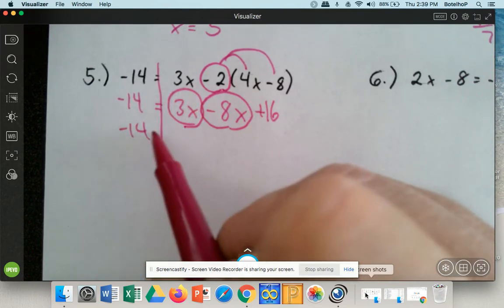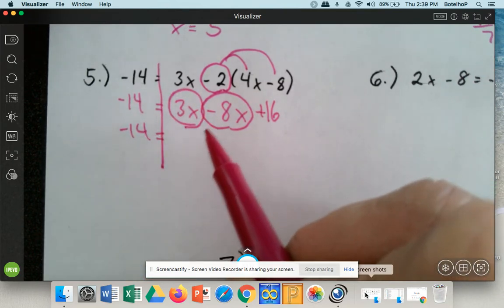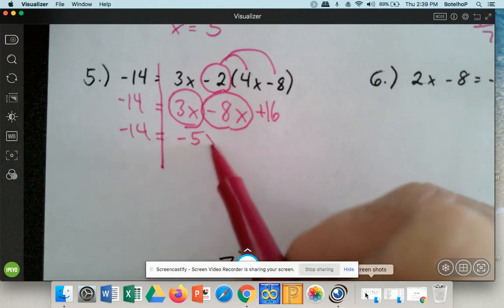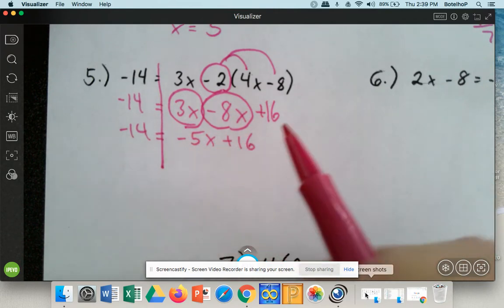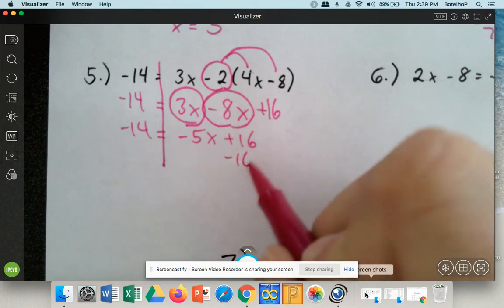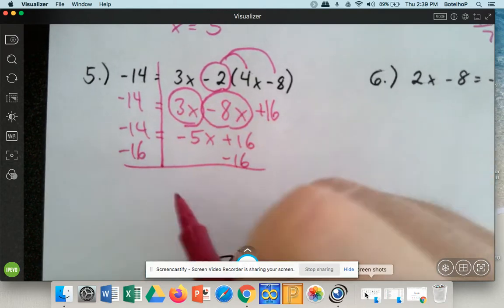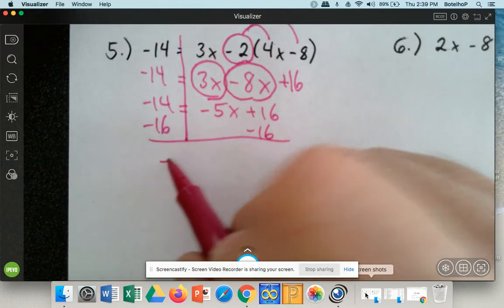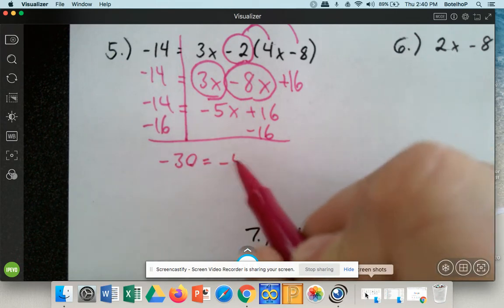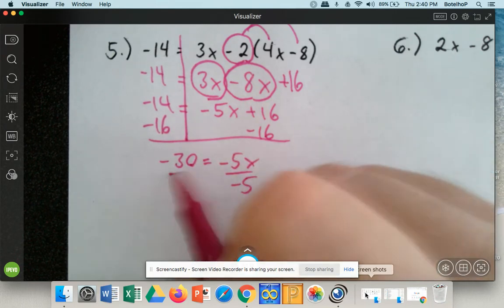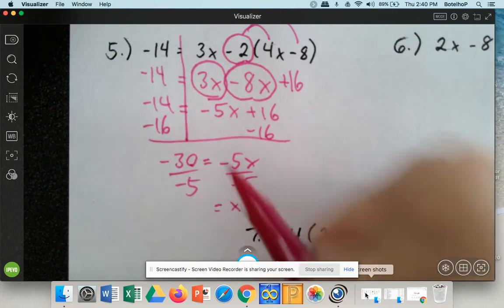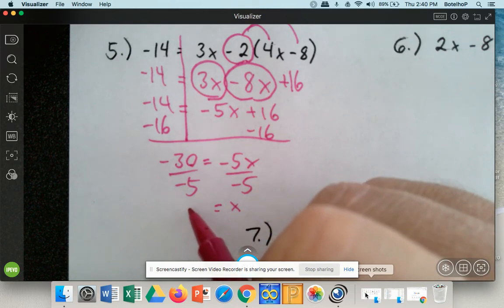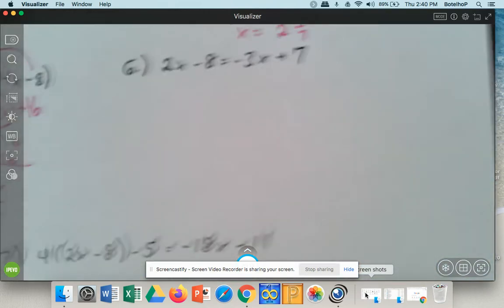So you get, that's going to be negative 5x when you combine those. Plus 16, minus 16 for both sides. You're left with negative 30 equals negative 5x, divided by negative 5. X equals positive 6.